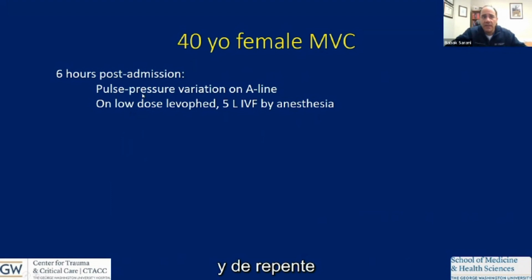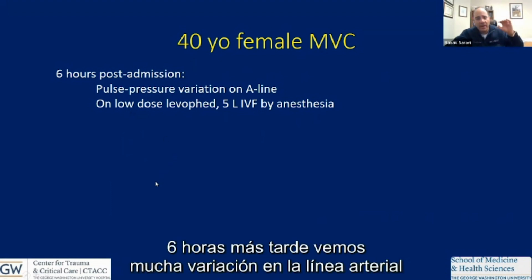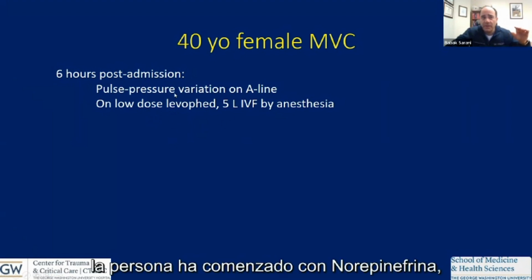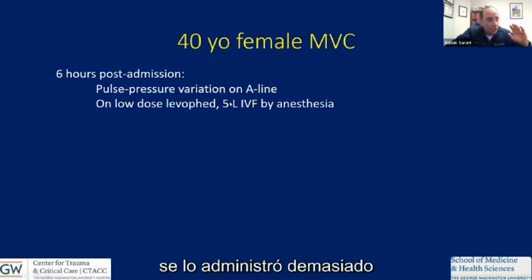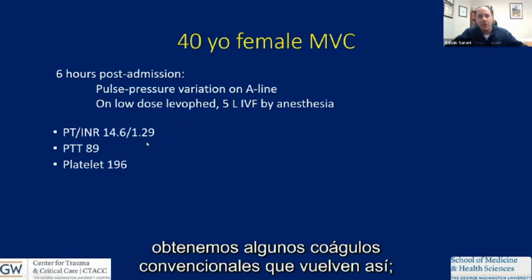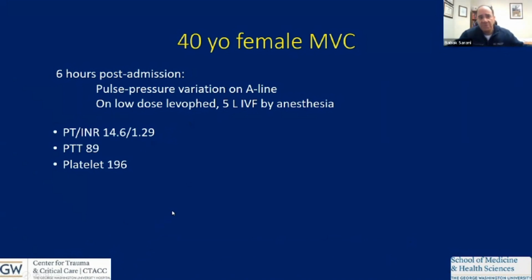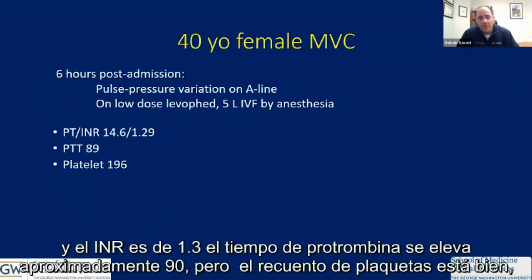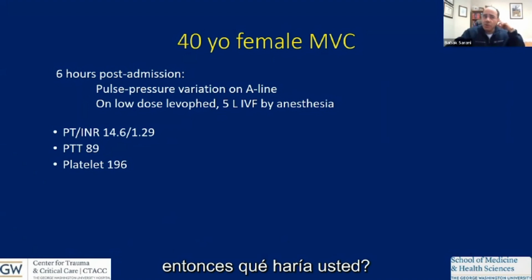And all of a sudden, 6 hours later, we see a lot of variation in the arterial line. Lot of variation in the arterial line. And the pulse pressure suggests severe hypovolemia. Person has been started on norepinephrine, was given too much crystalloid by the anesthesiologists, unfortunately, so there's a dilutional component here, and we get some conventional coags that come back like this. The PT time is 14.6 minutes, the INR is 1.3, prothrombin time is elevated to about 90, but the platelet count's okay. And so what would you do?